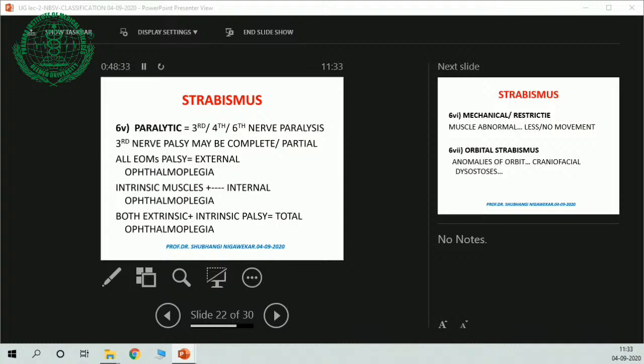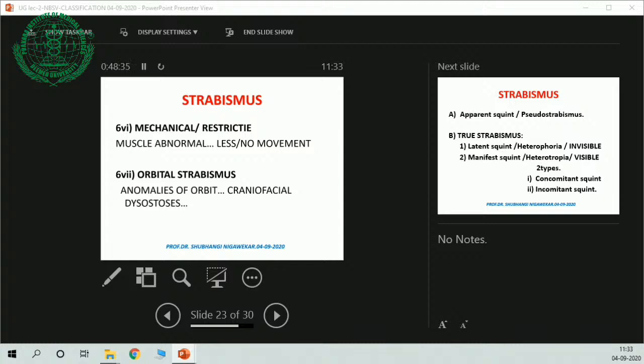Next is the mechanical or restrictive type. Suppose you might have seen a person having proptosis, some thyroid ophthalmopathy is there, and muscles are abnormal. They are actually involving the muscle or the tendons, and it restricts the movement of the muscle.